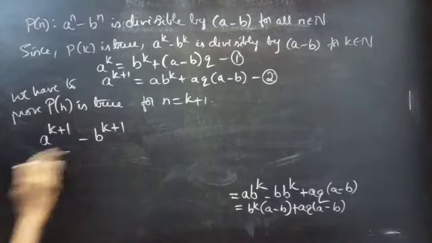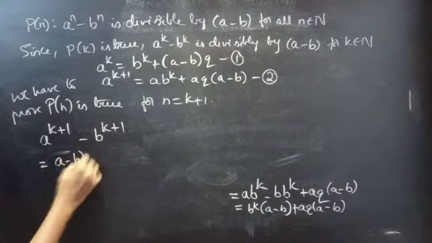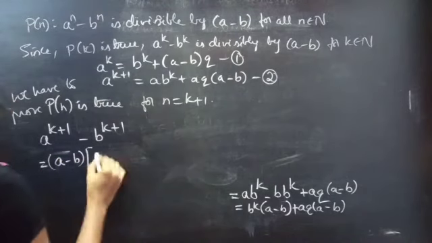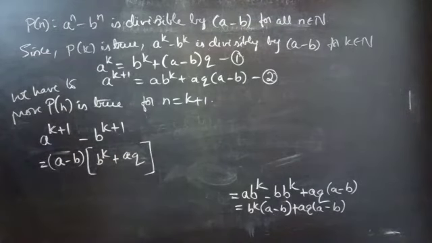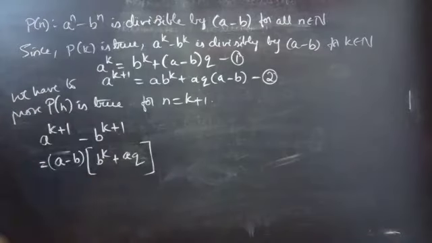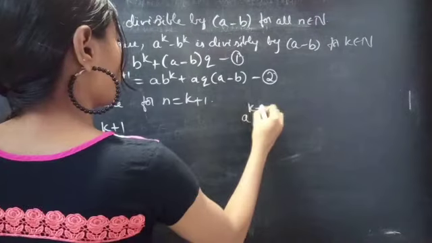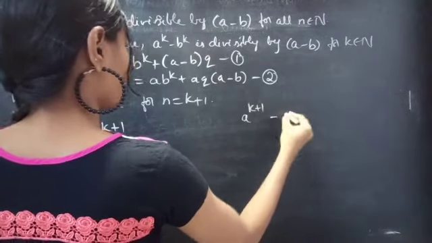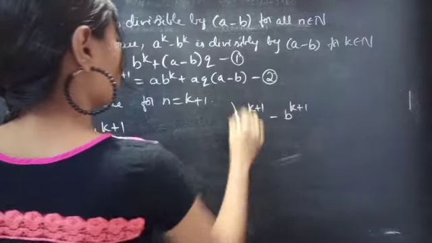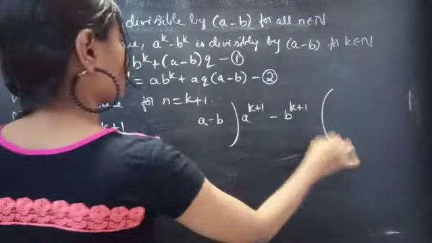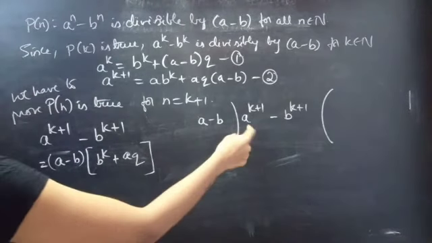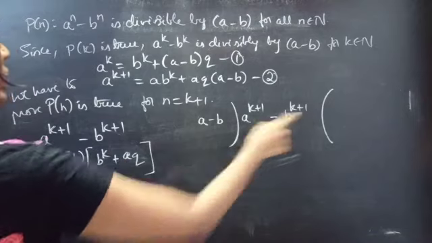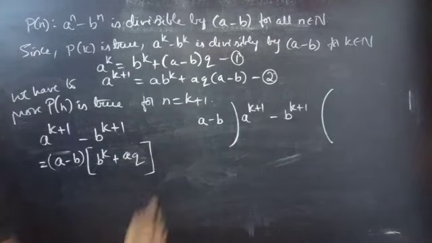Then we'll get a minus b times b power k plus a q, which is again a multiple of a minus b, a power k plus 1 minus b power k plus 1. So we'll see whether a power k plus 1 minus b power k plus 1 is divisible by a minus b or not.